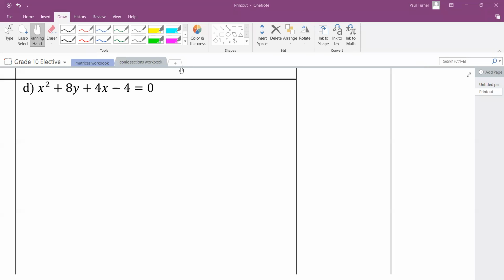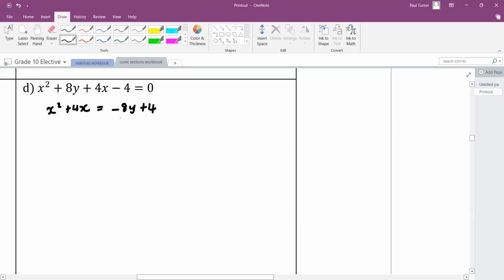Right, so in question D, this is your equation of a parabola. The problem is it's not in a general form. We need to change the way this looks. So I'm going to rearrange some things. Let's group the x squared together with the x, so x squared plus 4x. And I'm going to push my 8y and -4 to the other side, so that would be -8y plus 4.